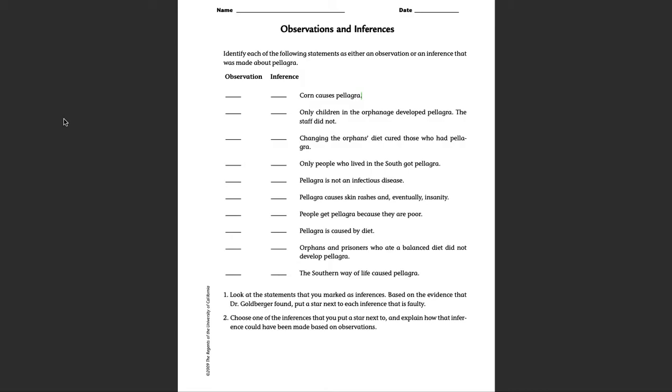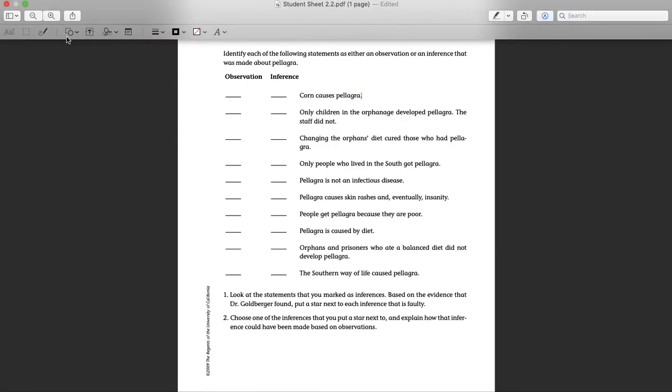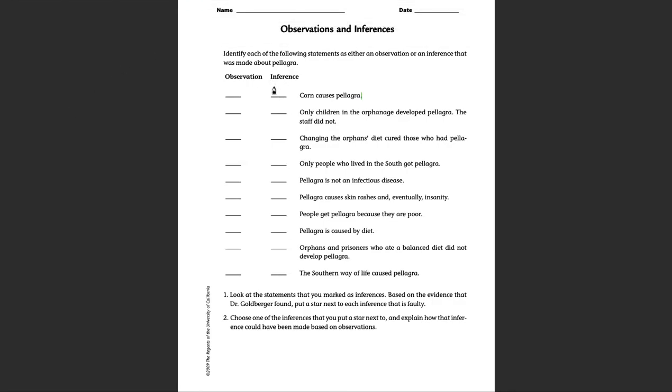First statement: corn causes pellagra. Would that be considered an observation? Is that something that Dr. Goldberger was directly able to observe? Not necessarily. Okay. Now, is that something that he was able to conclude based on reasoning and evidence? I would say yes, because he knew that corn was a major staple of their diet, especially in the rural South. Okay, so even though it's not necessarily correct, it is something he was able to infer based on reasoning and evidence. So we're going to go ahead and mark that as an inference.